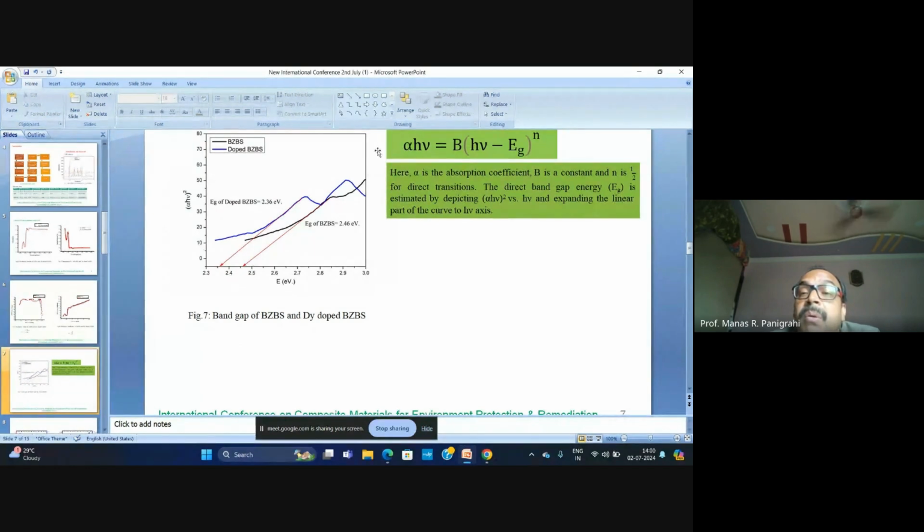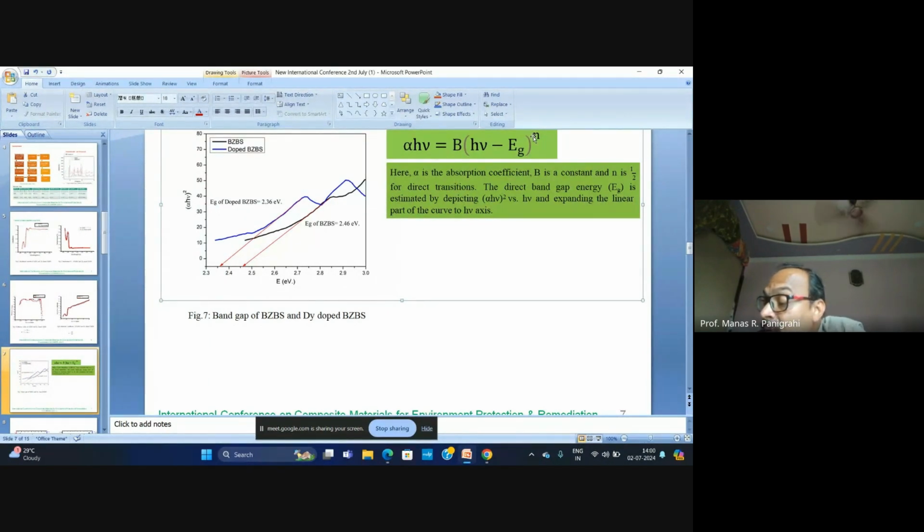Now, in this particular case, we are taking help of the Tauc plot. Tauc plot speaks about the direct and indirect allowed transition band. This n parameter in this equation, if it is half, then it goes to direct allowed transition. If it is 2, then it is indirect allowed transition. If it is 3/2, then it is direct forbidden transition, and 3, then indirect forbidden transition. And in case of your direct transition, the energy and momentum get conserved, because in this case, it is a direct allowed band gap.